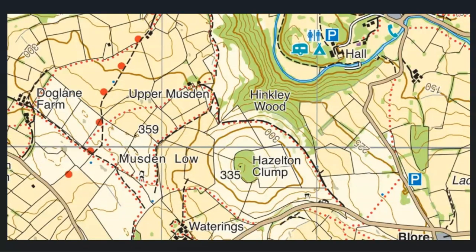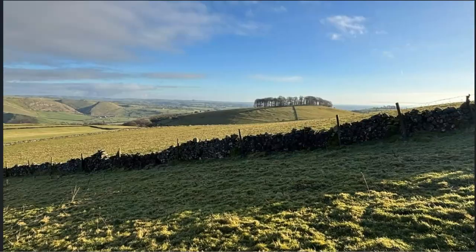This is the Harvey's Superwalker 1 to 25,000 scale map of the White Peak District, and I've got an agreement with Harvey's to use the map for these tasks. So let's have a look at this first photograph.